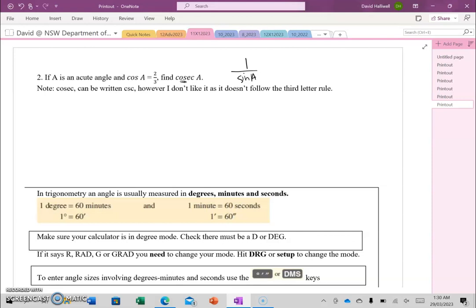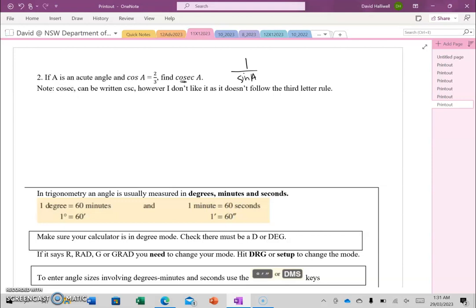This is just a little aside. Sometimes cosec is written CSC. I don't like that, because it doesn't follow the third letter rule, and you don't often see it. So keep writing cosec as cosec, but I thought I'd just write it there. Sometimes you see cosec written shortly as CSC, but I never use that.